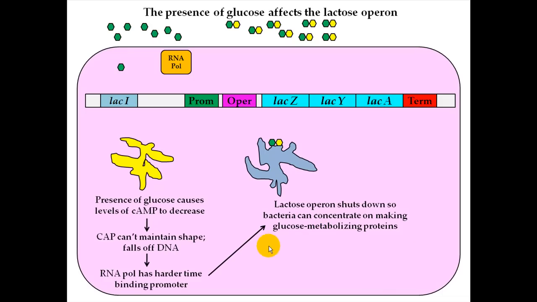And again, the rationale behind all of this is that glucose is a more optimal energy source than lactose. So if the cell has access to both types of sugars, it would save its energy by not making lactose metabolizing proteins, and instead it would concentrate on making glucose metabolizing proteins. So again, here's one major way that prokaryotes can turn on and off their genes.